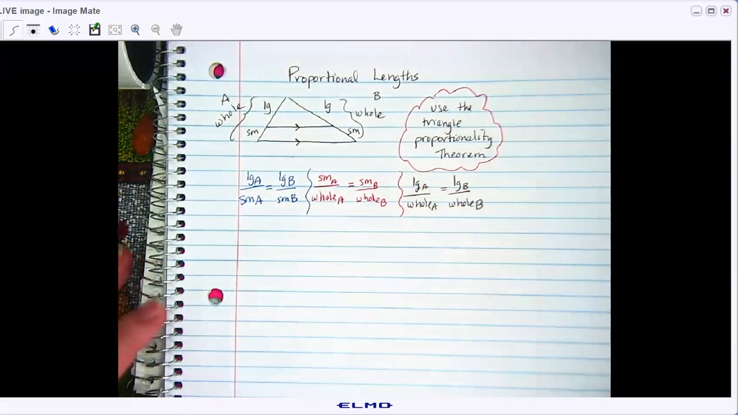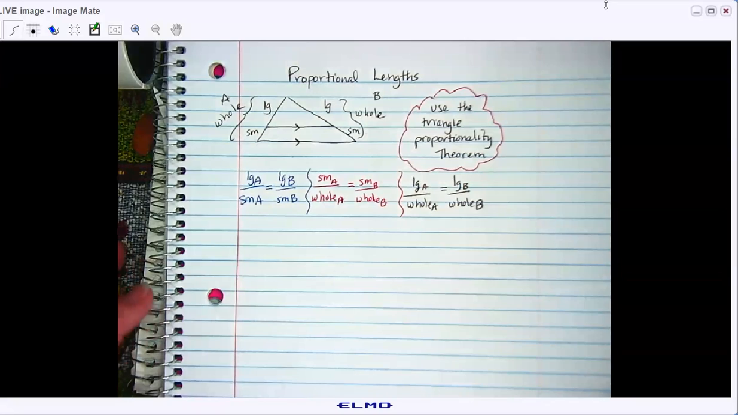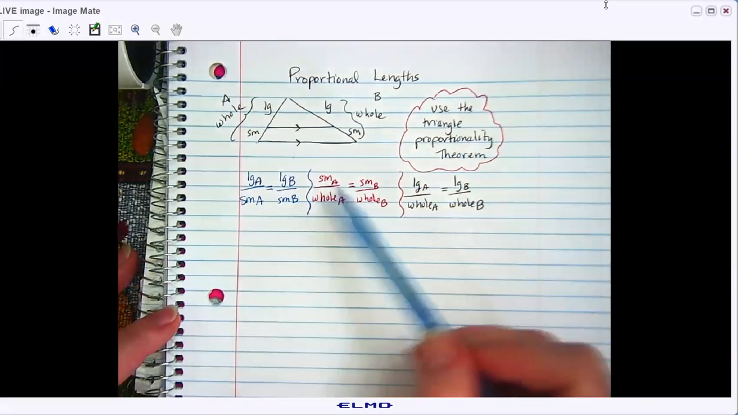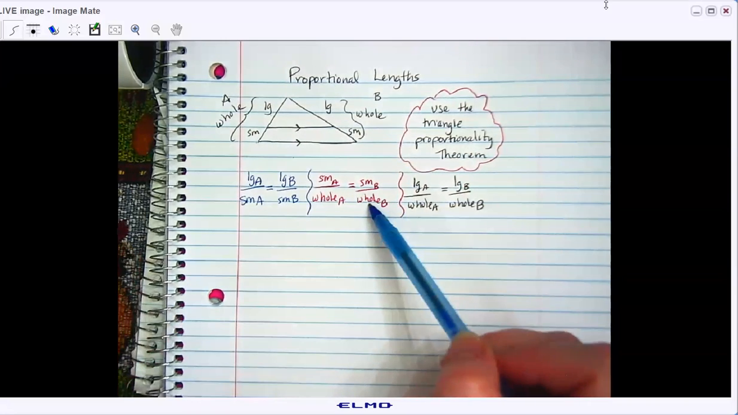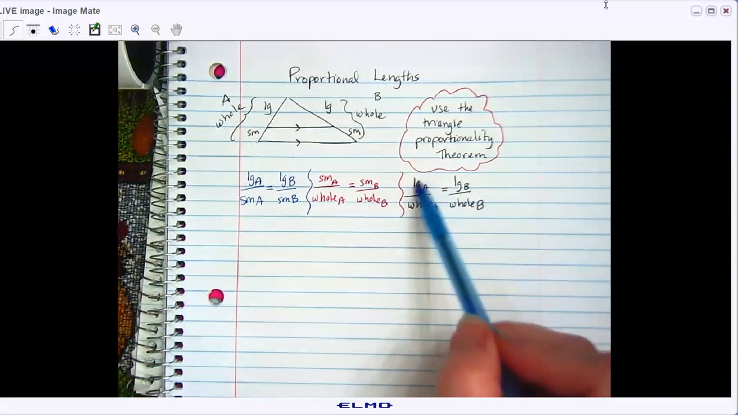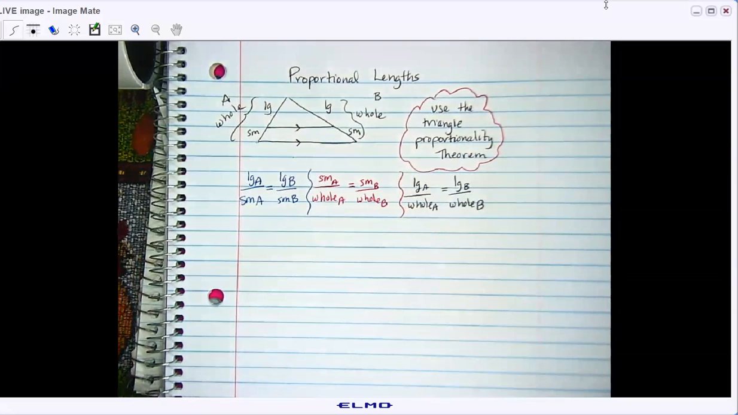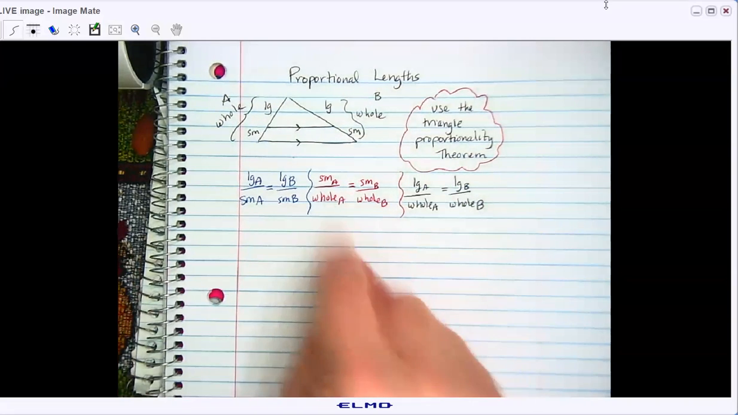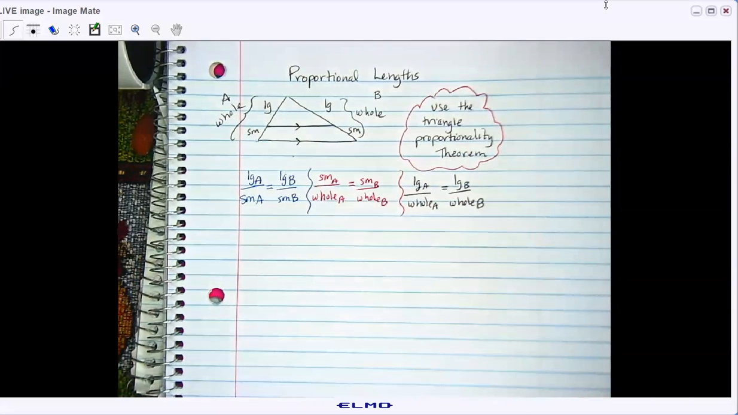Okay. Notice it's consistent. It's large over small equals large over small. Small over whole equals small over whole. I can do the large over whole equals the large over the whole. It's all about consistency. I could even flip these and go small over large, whole over small, and whole over large. And you get the same exact answer. They are proportional. Their proportions will be equal.